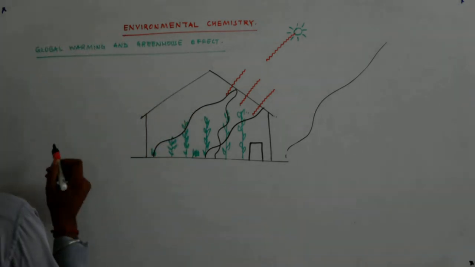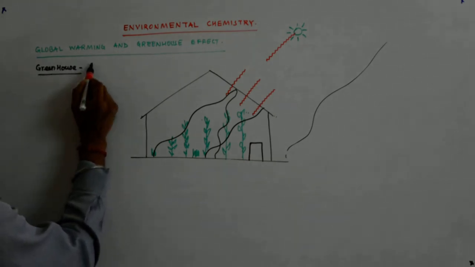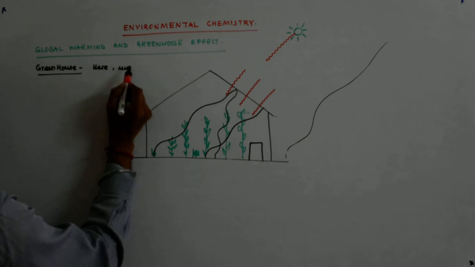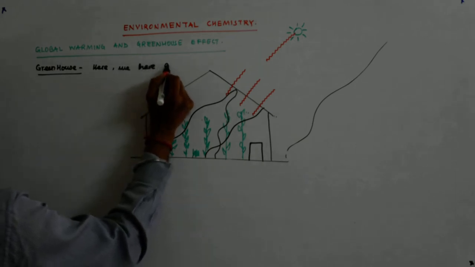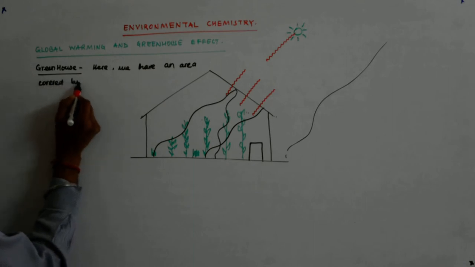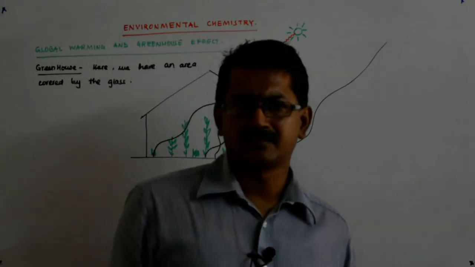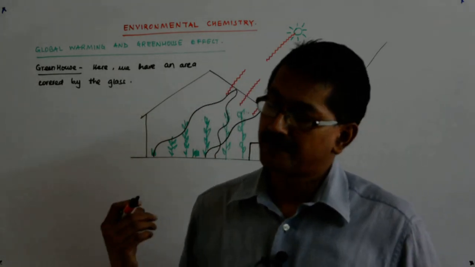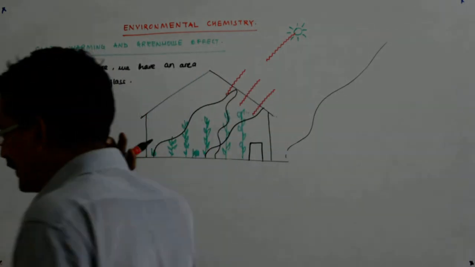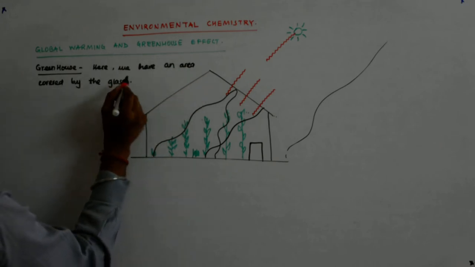Okay, so we can say in a greenhouse we have an area covered by the glass. When we were kids, maybe in 6th and 7th, when we were first introduced to this, my contention was, why don't you call it a glass house? Okay? So, strange questions. So yes, here we have an area covered by the glass.